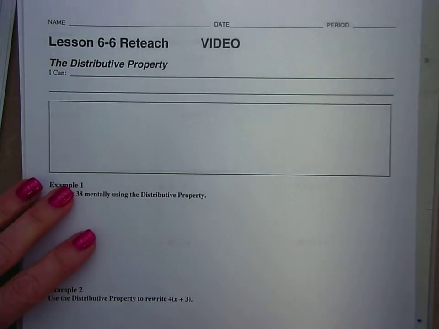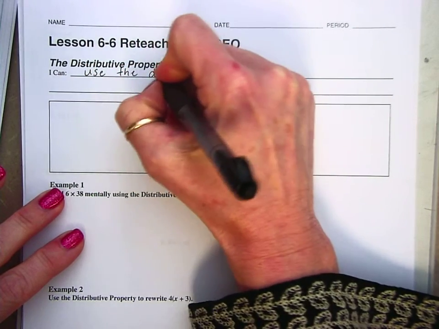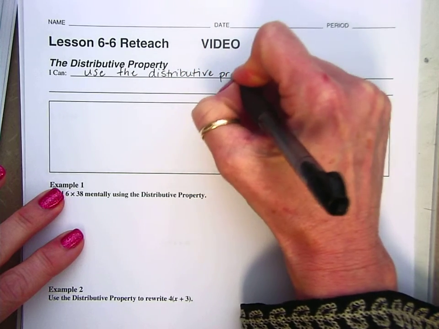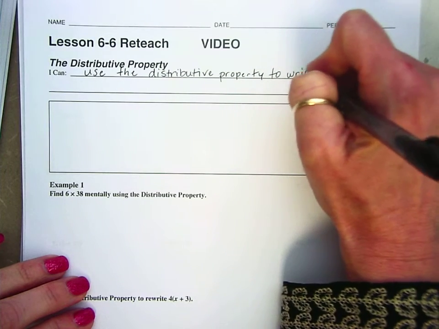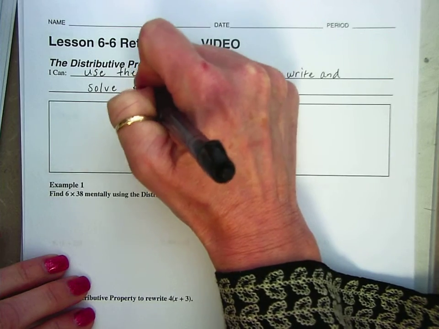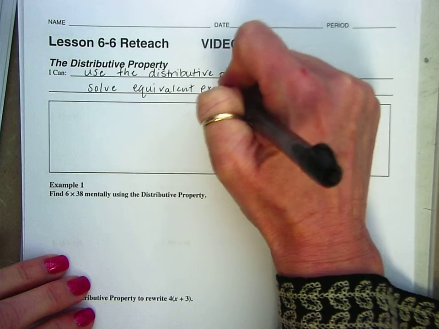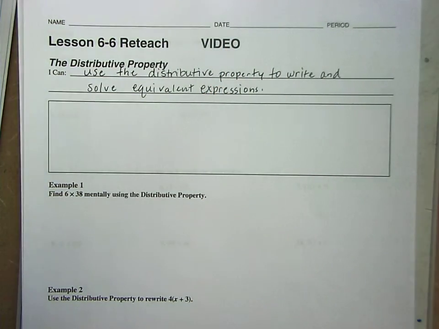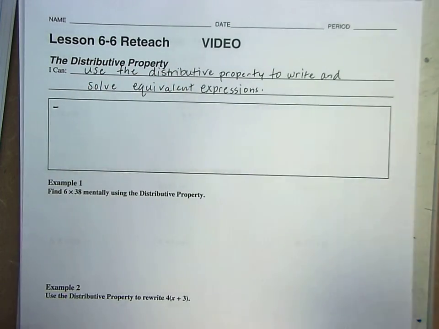And our I can statement is: I can use the distributive property to write and solve equivalent expressions. All right, we'll just use this to bullet points here.